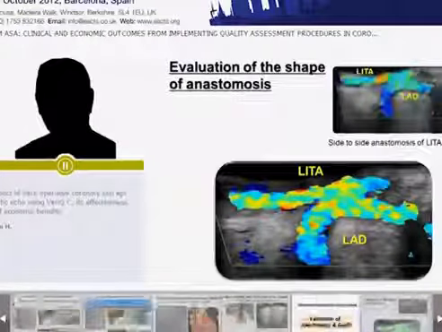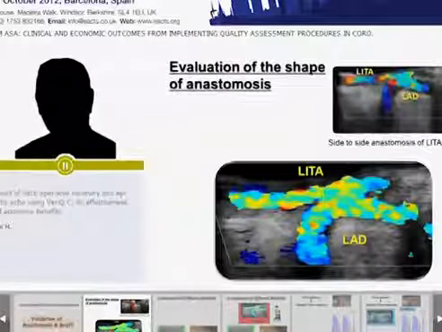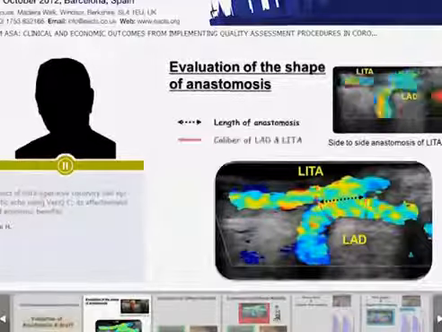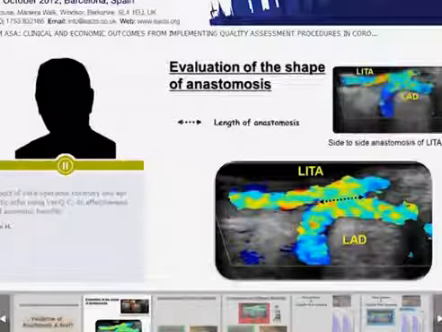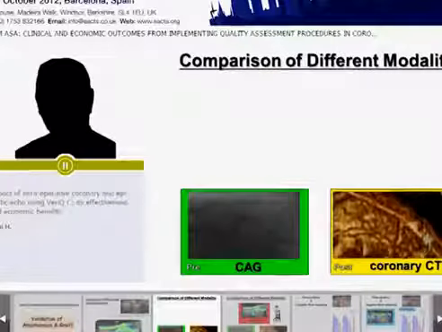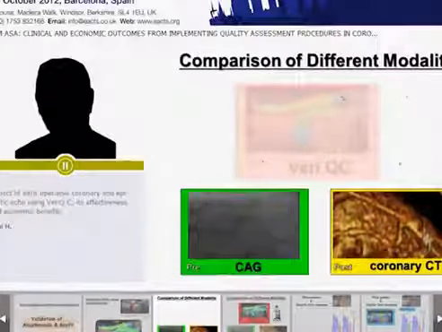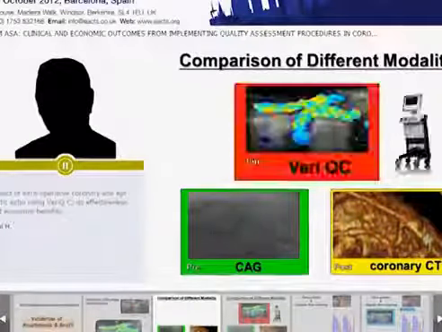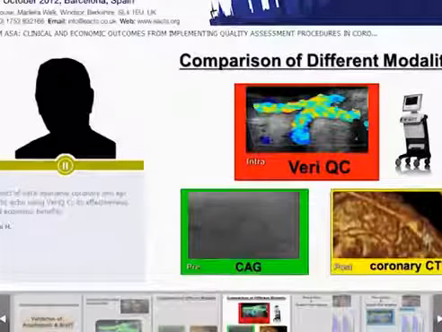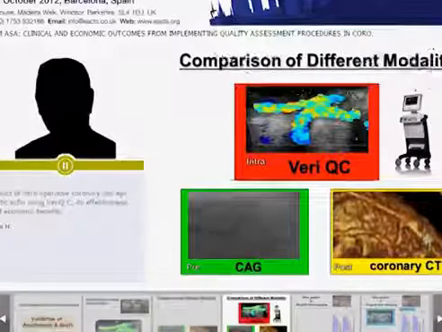The validation of anastomosis and graft. Well, this is a typical case of the side-to-side anastomosis. I prefer side-to-side anastomosis of LITA to LAD, so you can measure the length of the anastomosis and the caliber of the LAD and LITA. You can check it. And if I compare with a different modality, VeriQC provides a much better and much more precise configuration of the anastomosis, which cannot be shown by the coronary angiogram or coronary CT.